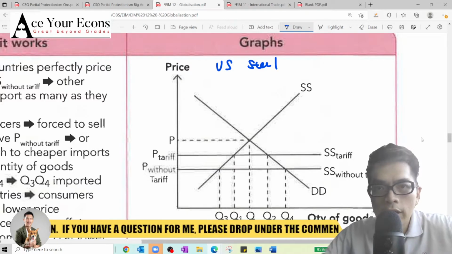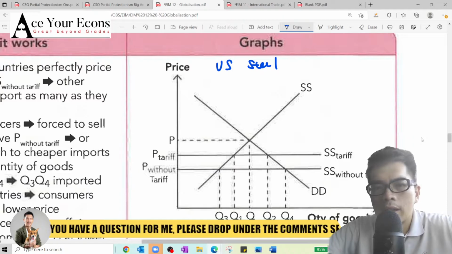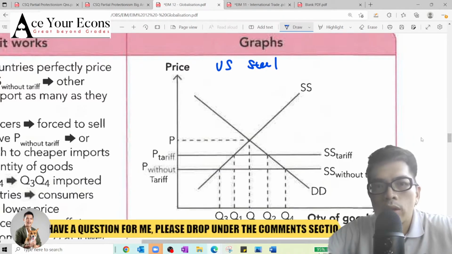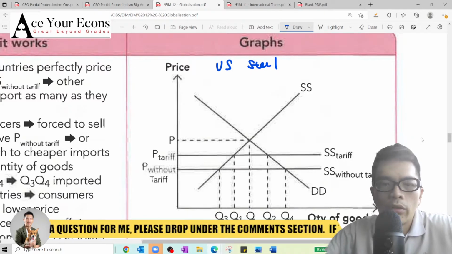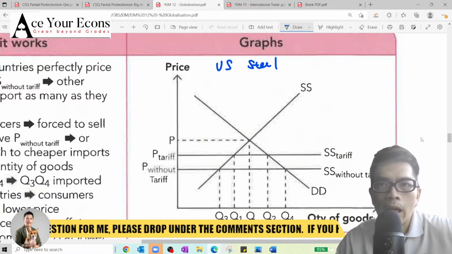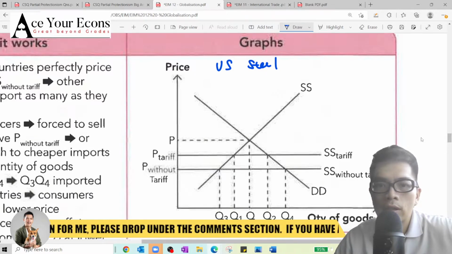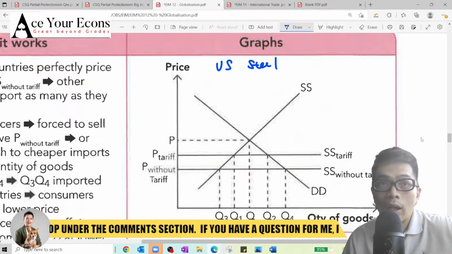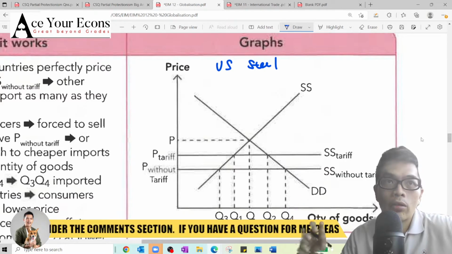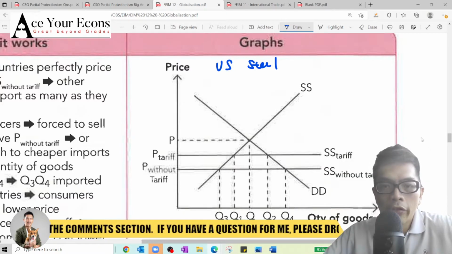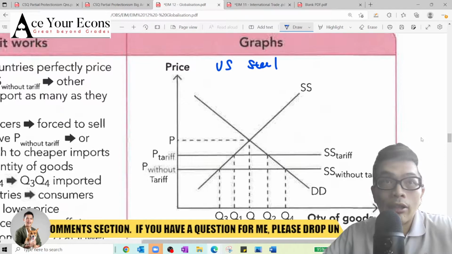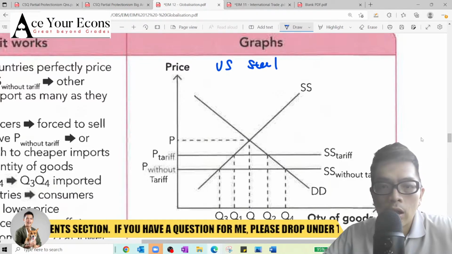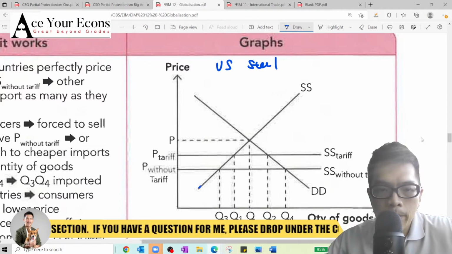The very first thing we want to look out for is what framework we need to use. For import tariff, we will be using demand and supply. We won't be using AD and AS here. This is one of the few times that we will be going back to demand and supply. Now, there are a lot of diagrams here. I don't need you to be overwhelmed. I'll highlight them step by step. The very first two diagrams that you need to know are our standard demand and supply diagram. We can see that this is the supply of domestic steel.